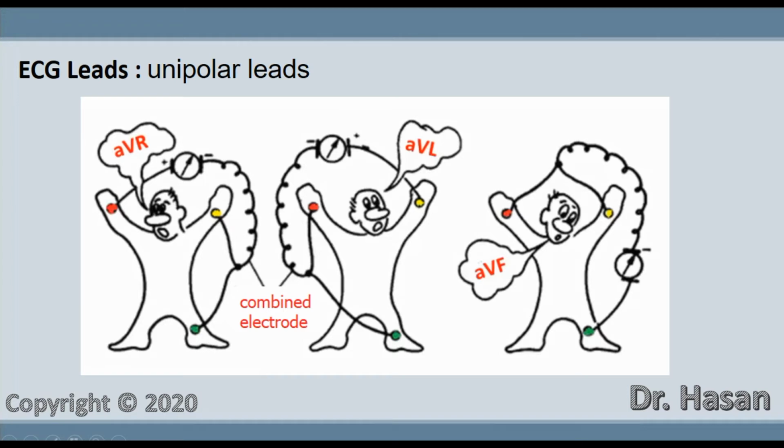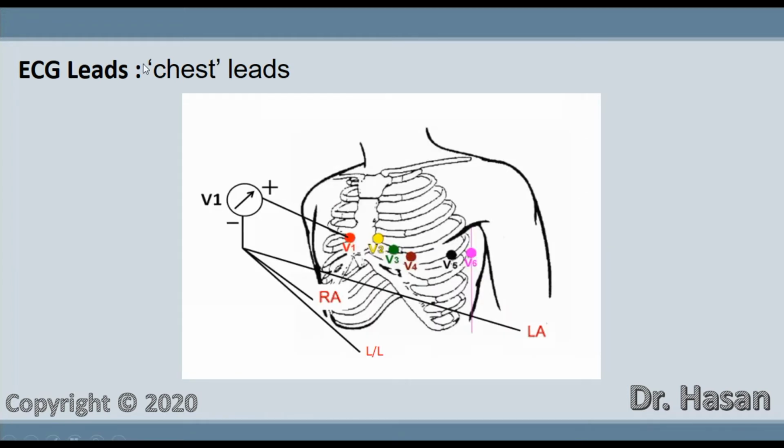Now, let's talk about the chest leads. Chest leads are formed exactly in the same way as the unipolar leads. In other words, this means that on one side, the electrode records the potential from the electrode mounted on the chest, and on the other side, the combined potential is equal to zero. This zero potential is achieved by combining three electrodes on the extremities, the right arm, the left arm, and the left leg.